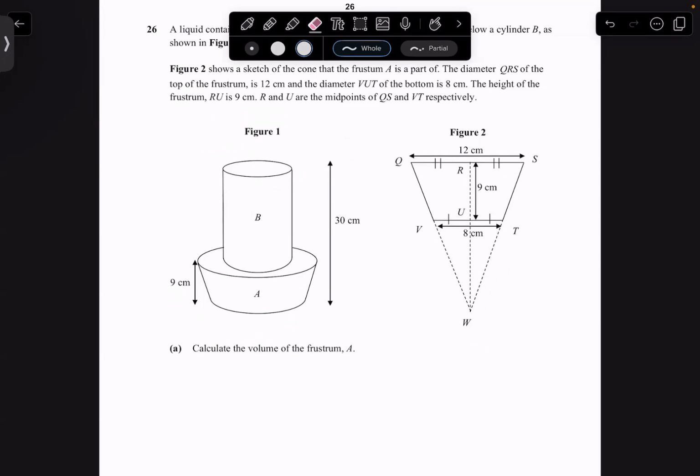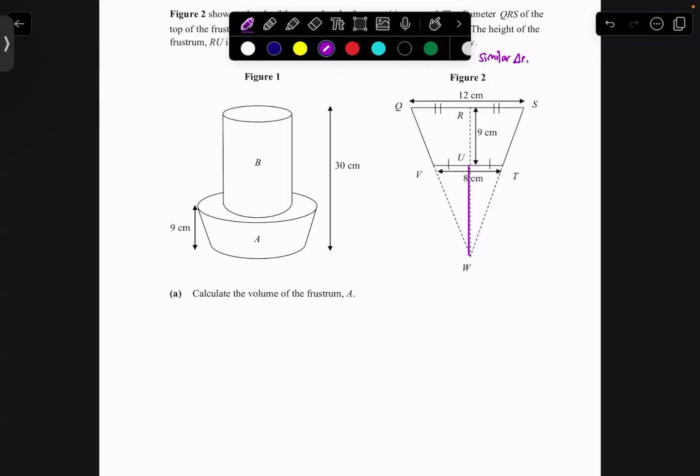So this is a 2D version of the cone, and this frustum is always linked to similar triangles. Let's just use W. By similar triangle property, we take L1 over L2 of the small triangle against the big triangle. So we'll have WU against WR, equals 8 over 12, because we're comparing the diameter.